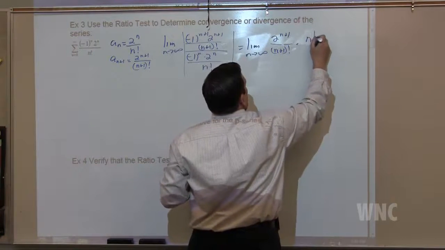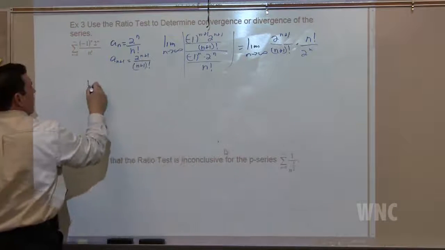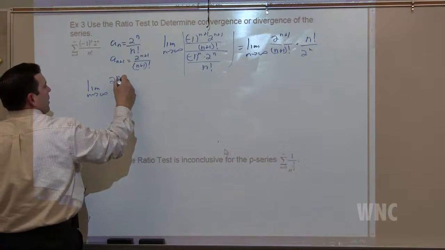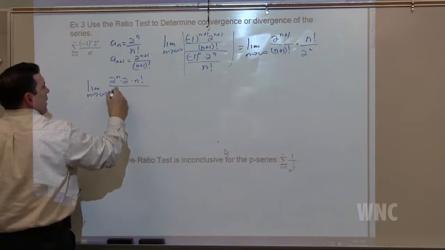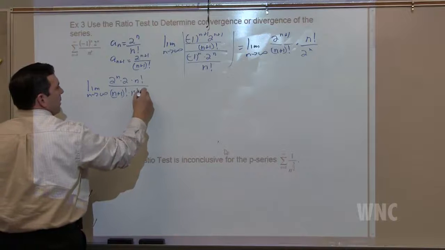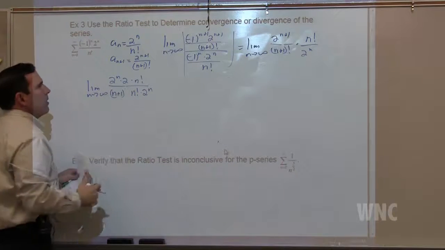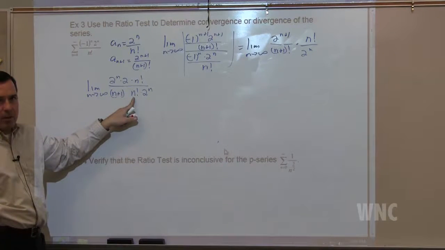Times n factorial over 2 to the n. So we have the limit as n goes to infinity of 2 to the n times 2 times n factorial over n plus 1 factorial times n factorial times 2 to the n. So, sorry, this is not factorial. So I expand the n plus 1 factorial to be n plus 1 times n factorial.